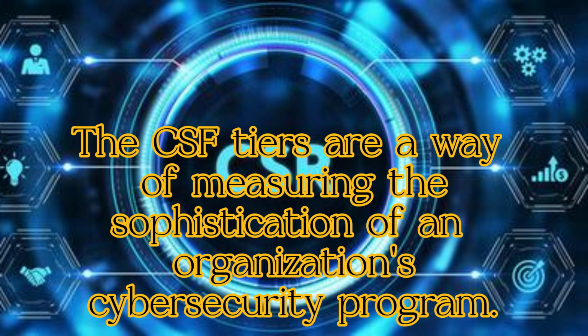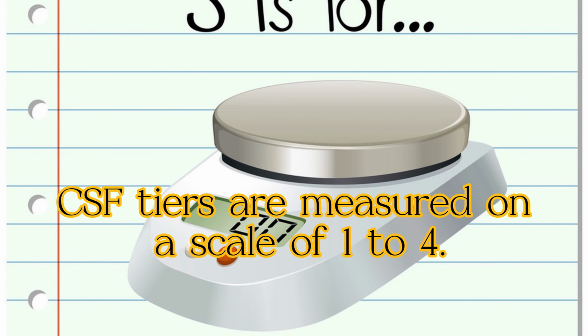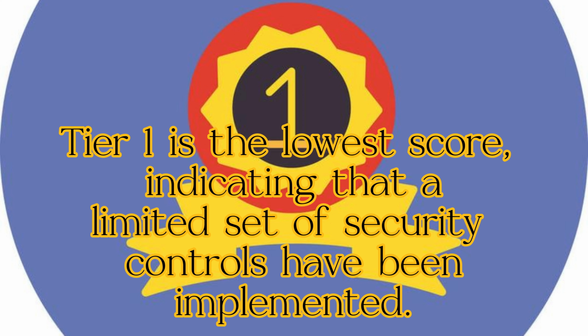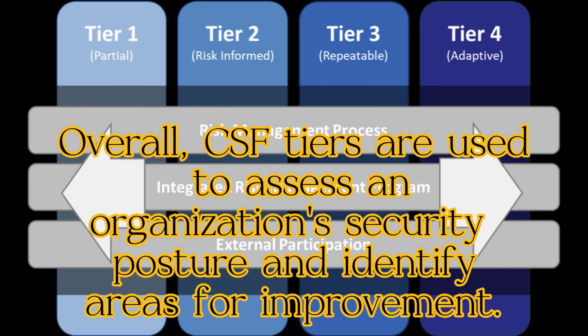Tiers. The CSF tiers are a way of measuring the sophistication of an organization's cybersecurity program. CSF tiers are measured on a scale of 1 to 4. Tier 1 is the lowest score, indicating that a limited set of security controls have been implemented. Overall, CSF tiers are used to assess an organization's security posture and identify areas for improvement.